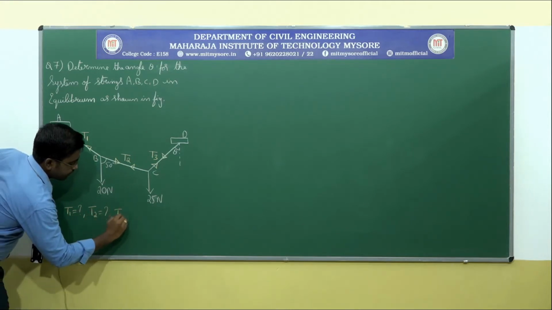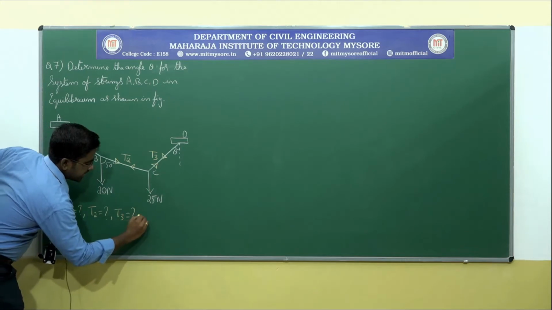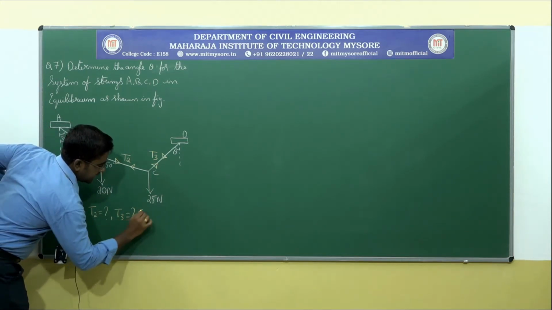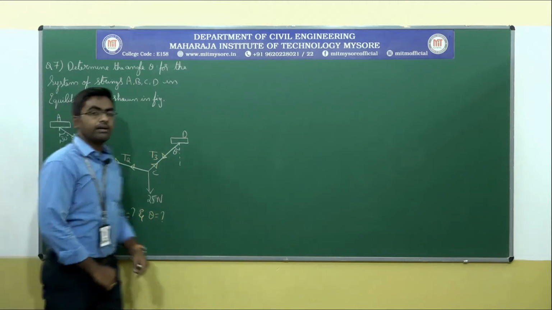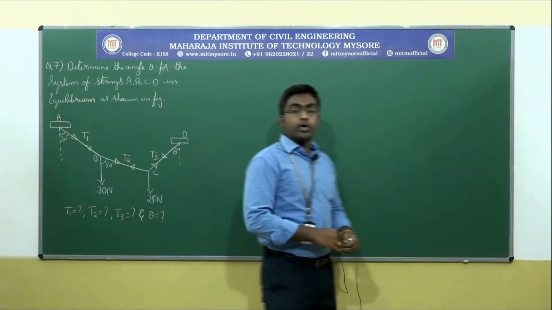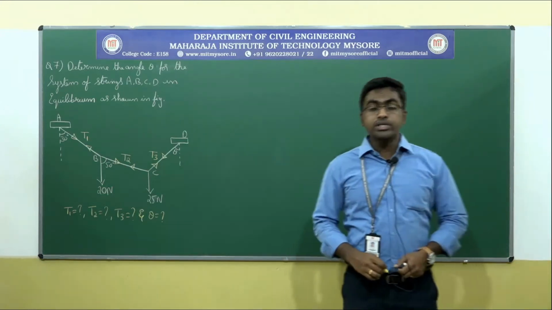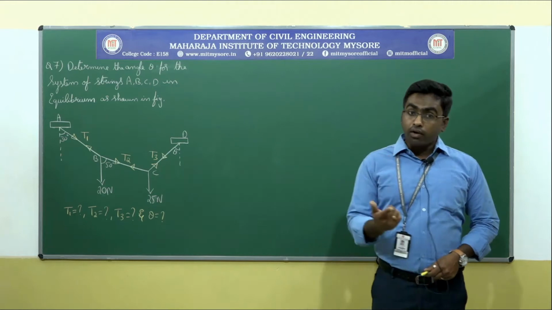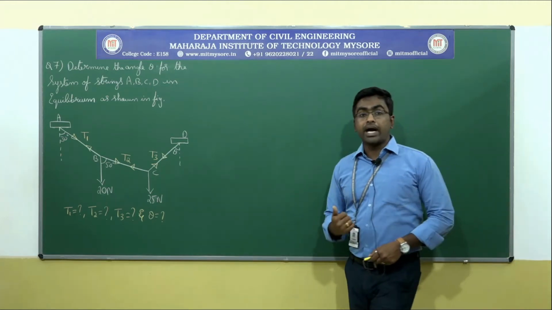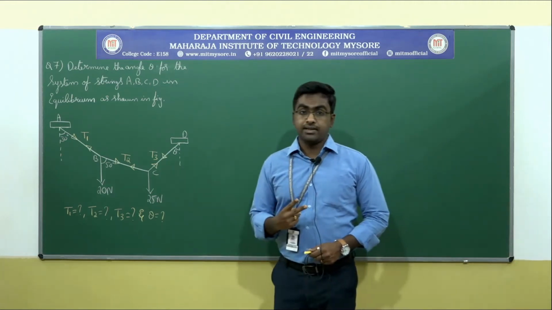That means in this particular problem, I need to find out 4 unknowns, that is T1, T2, T3 and angle theta, right. So in order to find out 4 unknowns, I need to draw 2 free body diagrams.